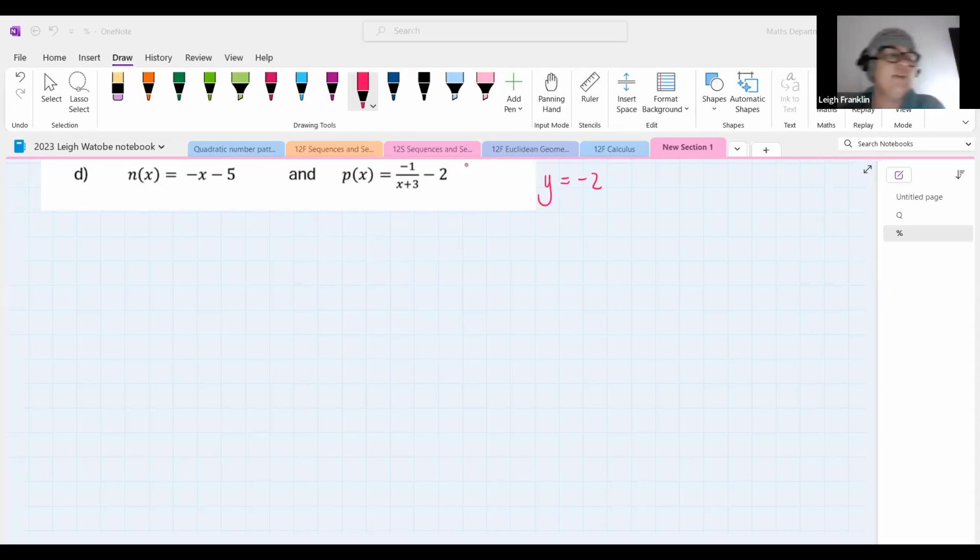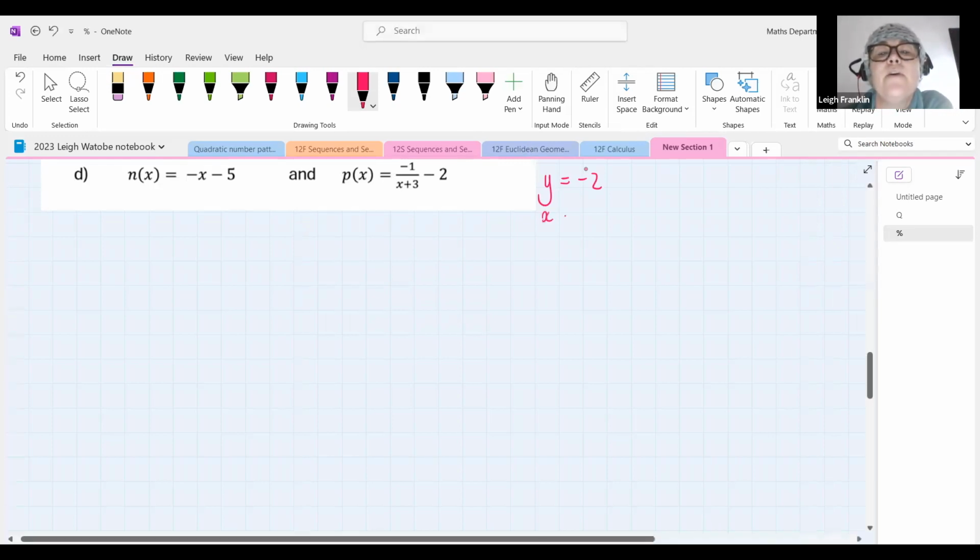Okay, what's the equation of the vertical asymptote? The equation of the vertical asymptote. Okay, good. So there are a few of you with the right answer. It would be x equals -3.